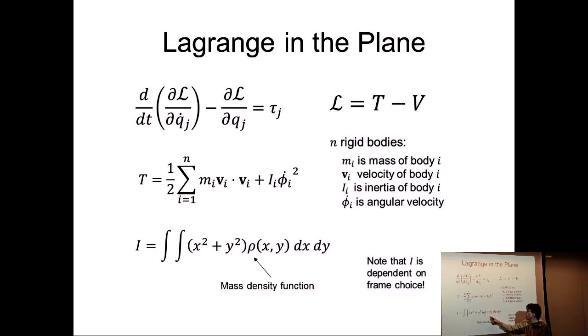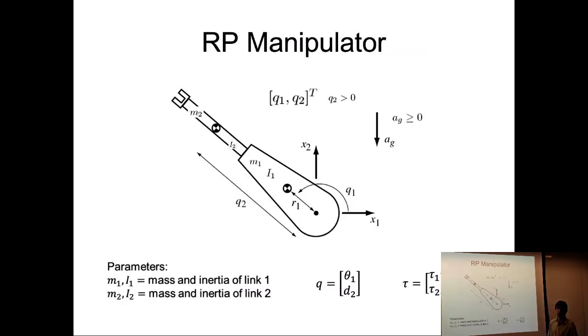If you know the mass density of your rigid body, you can go and compute its moment of inertia, which is something I think you've all done in your physics class. In this class, what we're going to do is give you m1, say as the mass of rigid body 1, and we'll just tell you I1 will be the moment of inertia of rigid body 1. We're not going to have you go and compute the moments of inertia. We'll just give them to you. So let's do a simple example.